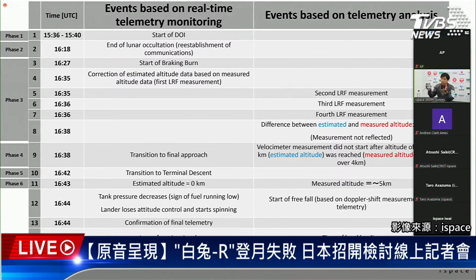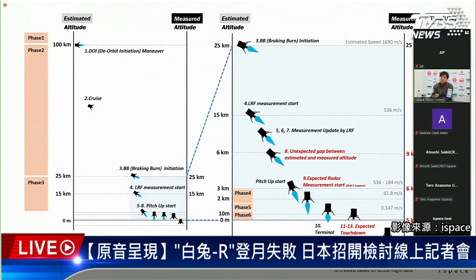We also confirmed that indication with tank pressure monitoring. And then finally, free fall started, and then it reached loss of communication. This is the event sequence of that landing day. Then please move on to the next slide. Then yes, this is equivalent to the previous table.